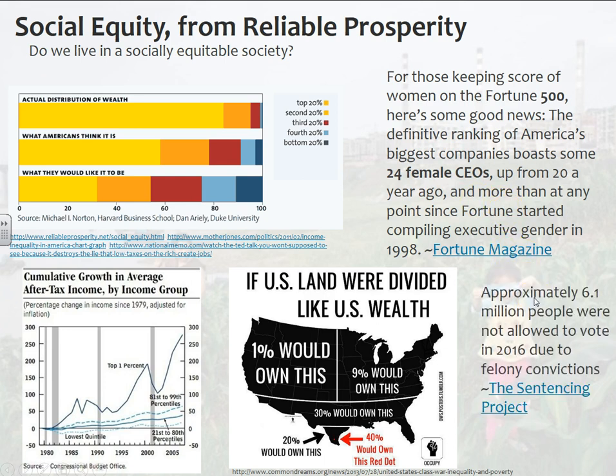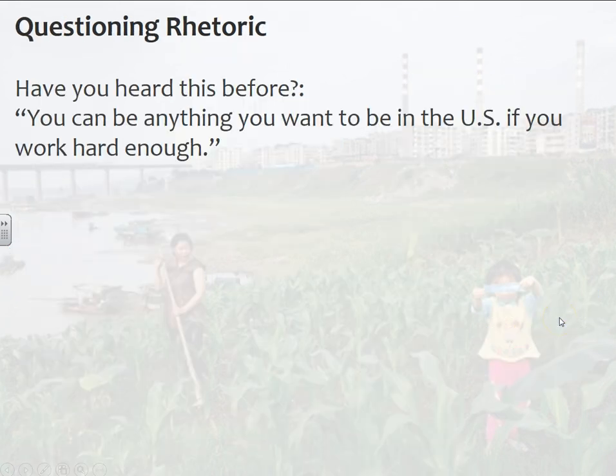And the last one here, this has become a really big issue: if you have a felony conviction, there were about 6 million people in 2016 who weren't allowed to vote because of felony convictions. This is becoming a big topic. This is a state-by-state issue. But again, a lack of political opportunity for people that have a felony on their record.